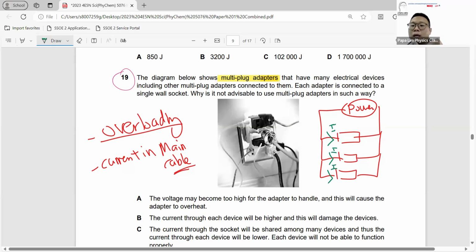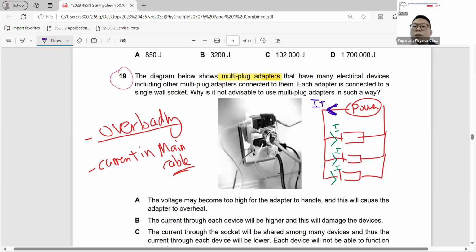But for overloading, the risk is not on the component, the risk is on the main cable. Because in order for the power source to supply all the current to the components, a large current must come up from the source. This is what we mean by the current in the main cable. This current is very large, because the moment it reaches the junction, the current will split to give the correct amount to each of the components. So the current in the main cable is very high.